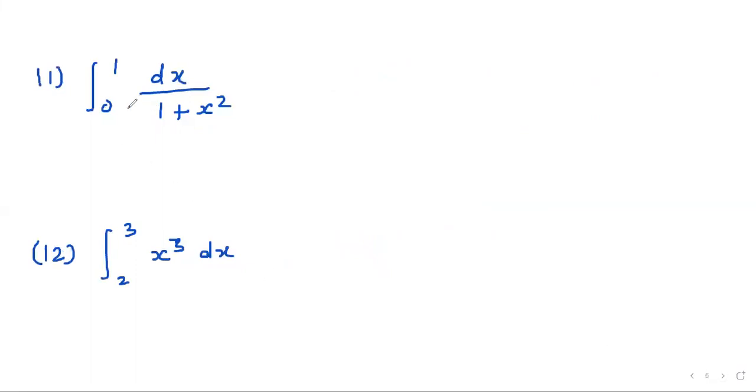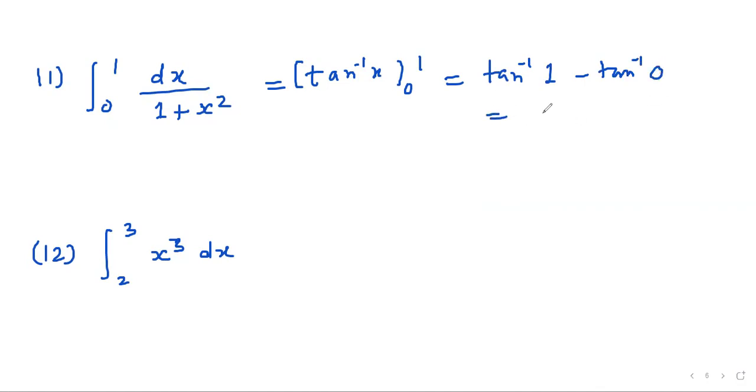Question number 11. Limit 0 to 1, integration dx upon 1 plus x square. And if you remember, integration dx upon 1 plus x square gives tan inverse x. So tan inverse x. We put the limits 0 to 1. First we write the upper limit. So tan inverse 1 minus tan inverse 0. So tan inverse 1 is pi by 4, and this is 0. So that is pi by 4.